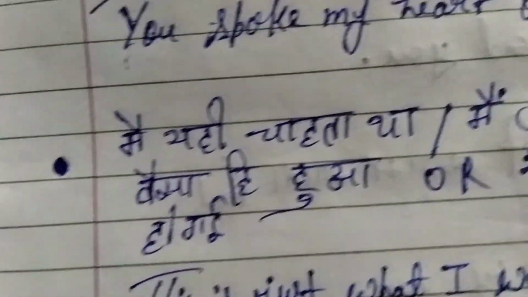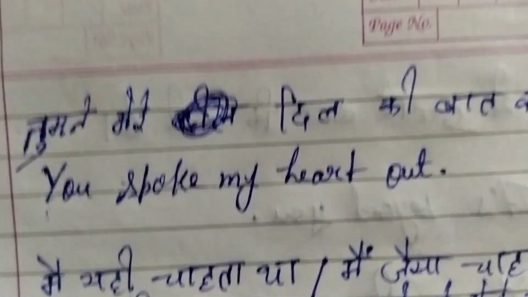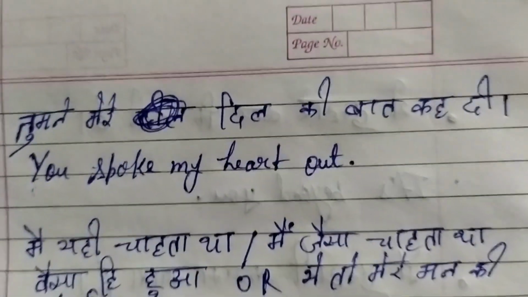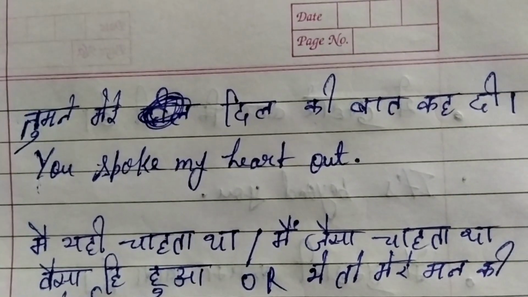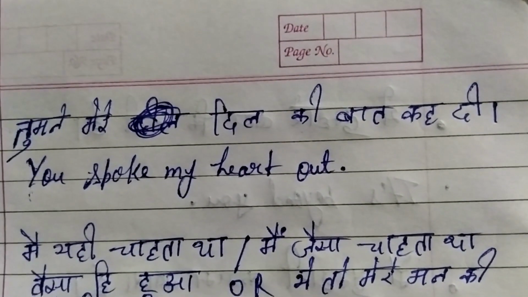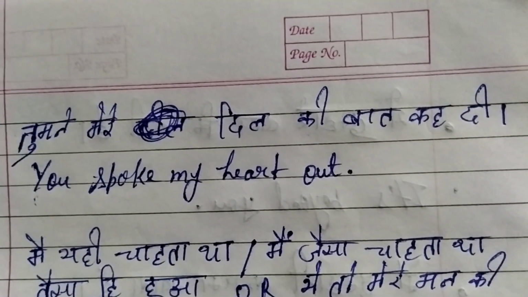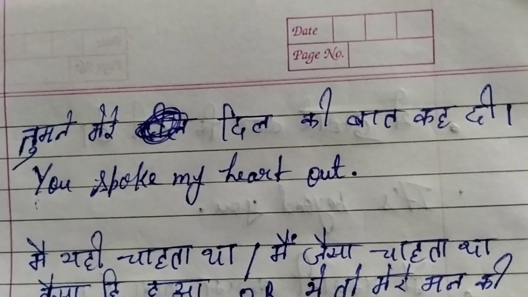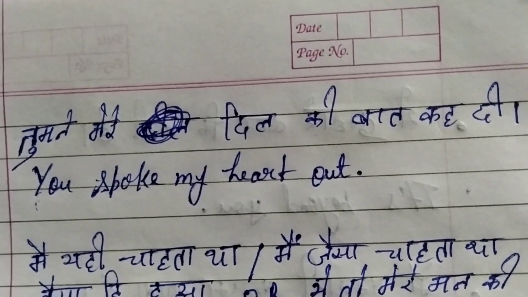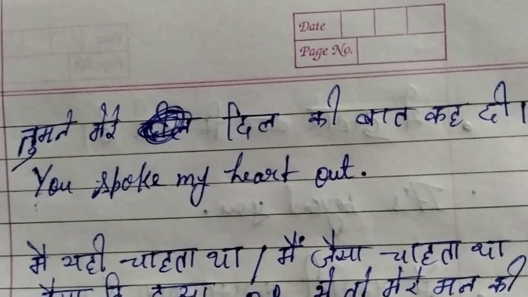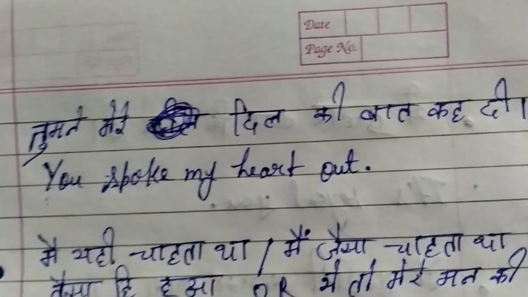So, the very first sentence which I'm going to share is this. The first one. Do you see this one? तुमने तो मेरे दिल की बात कह दी. The very first, very common sentence which we often tend to use, especially when you are sitting with your friends, and it can be said very easily in English, and that is, you spoke my heart out. You spoke my heart out.